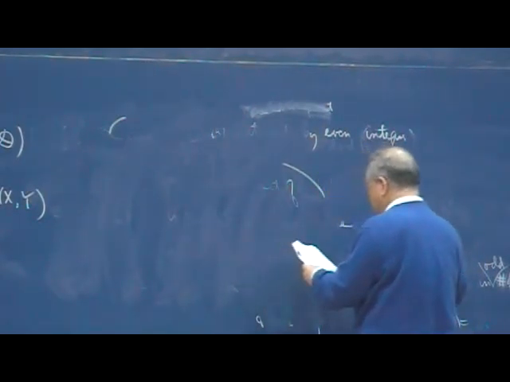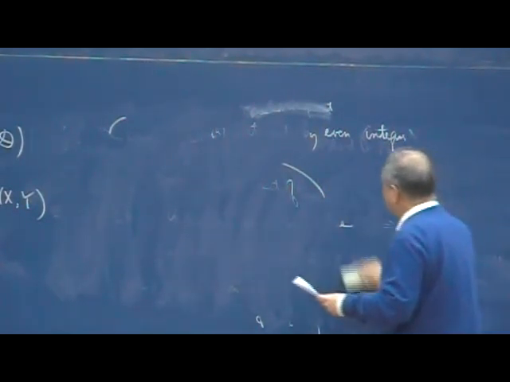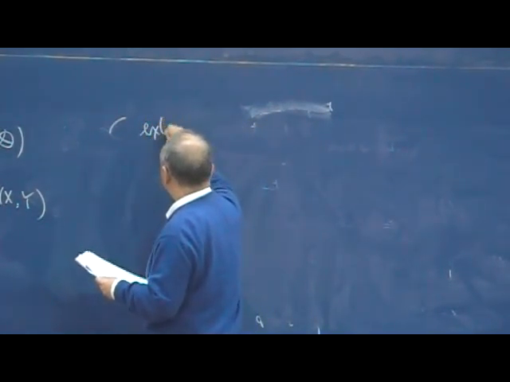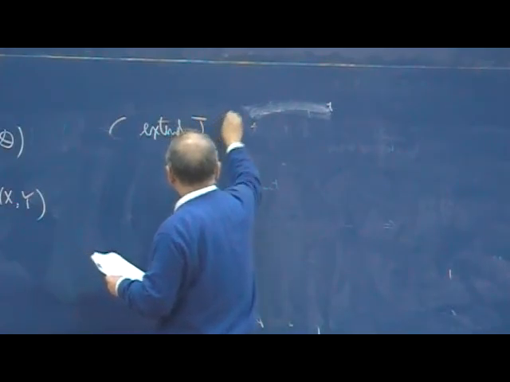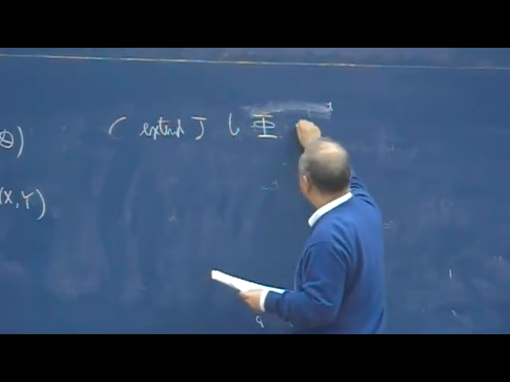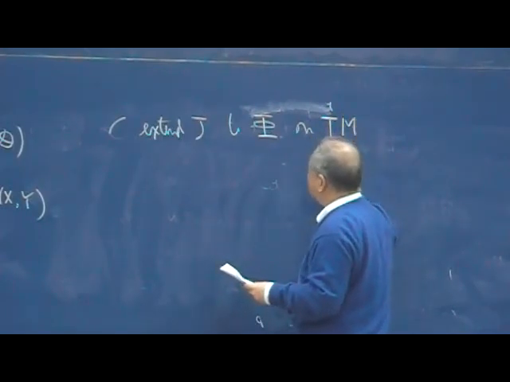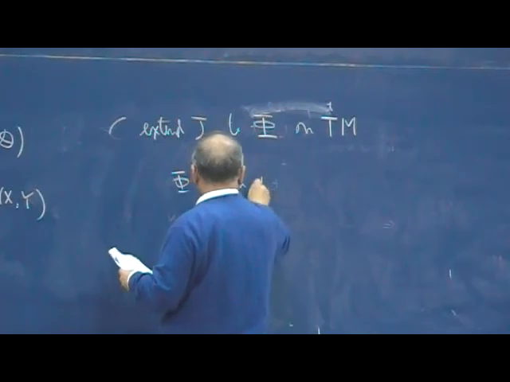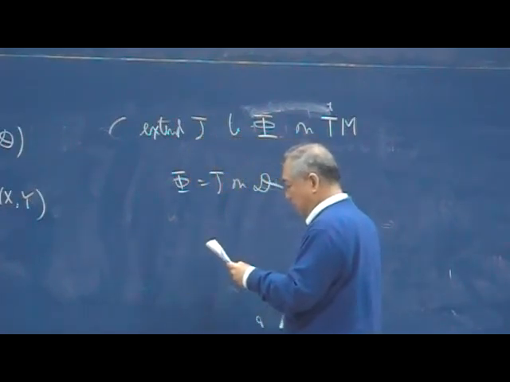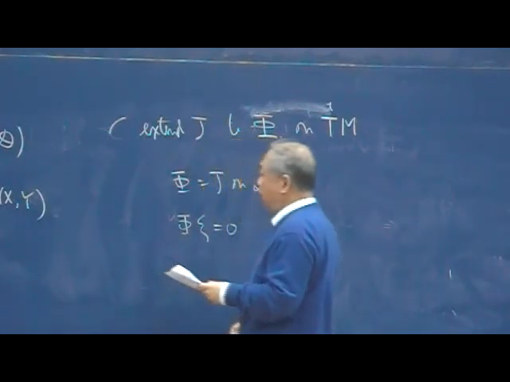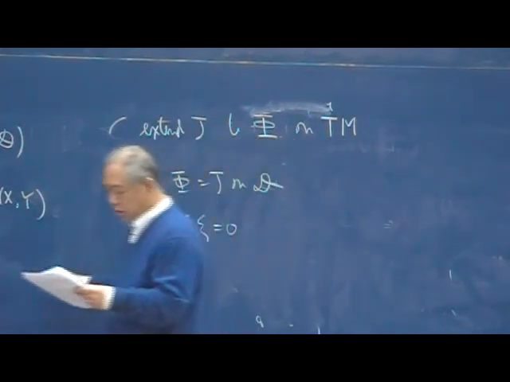Now, I can extend J to a field which we call phi on the tangent of the manifold. I simply define phi to be equal to J on the distribution itself, and phi of theta to be equal to 0. So theta paired with eta is equal to 1.